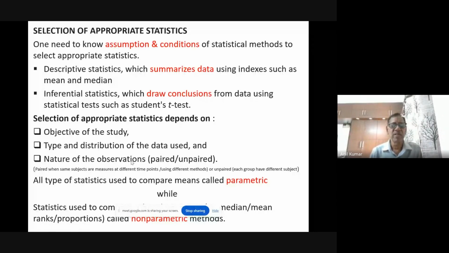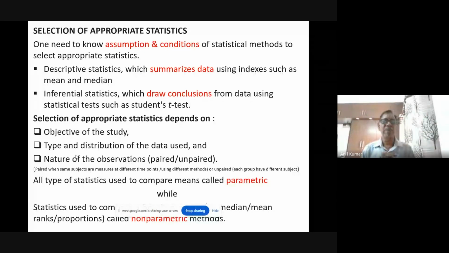Sometimes you may find paired t-test, unpaired t-test. Sometimes you may say paired ANOVA, unpaired ANOVA. So all these terms are to be kept in mind, that these three aspects, minimum these three aspects, there are many. If you go minutely into the statistical analysis, you will find a number of assumptions, a number of conditions which you have to satisfy first. Then only you can apply that statistical analysis technique as the appropriate one.